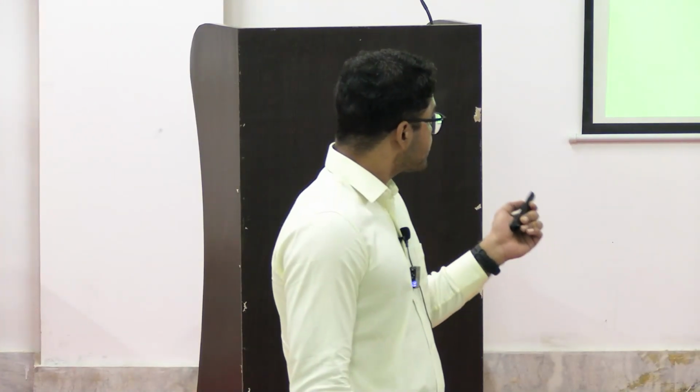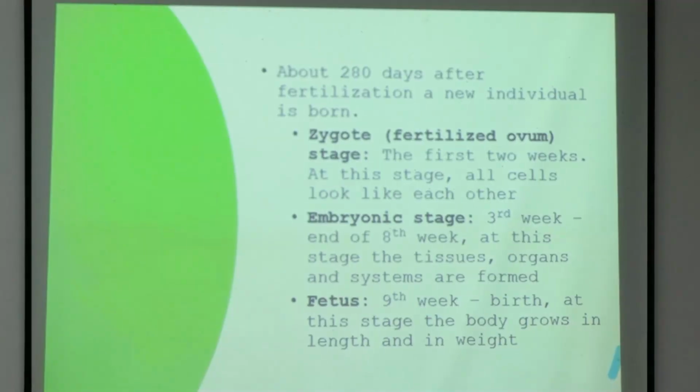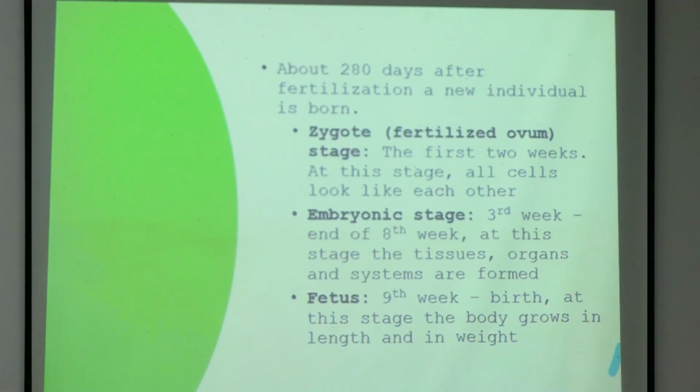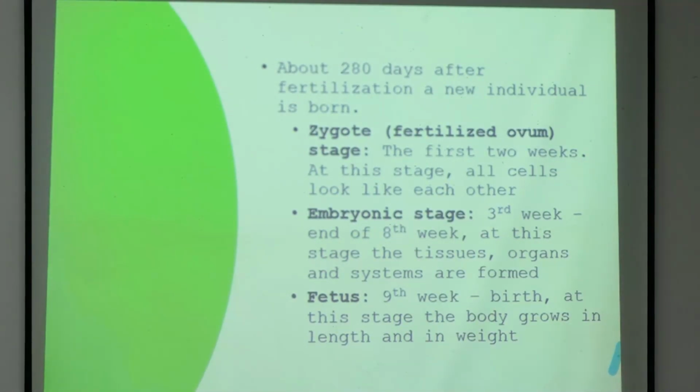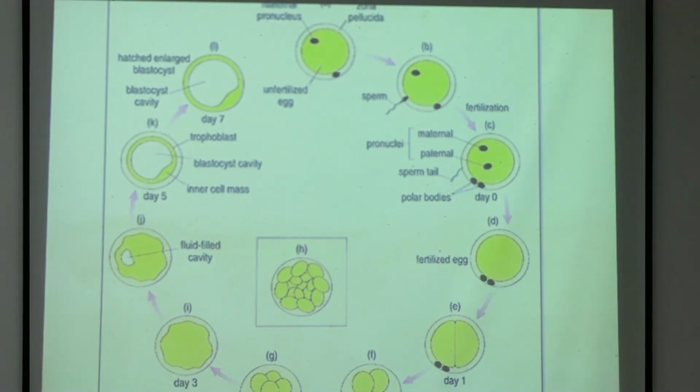The postnatal period is the changes that happen after birth. Again, the 3 stages: zygote is the first 2 weeks, embryonic stage is 3rd till 8th week, and beyond the 8th week we call it fetus. This is the entire cycle.